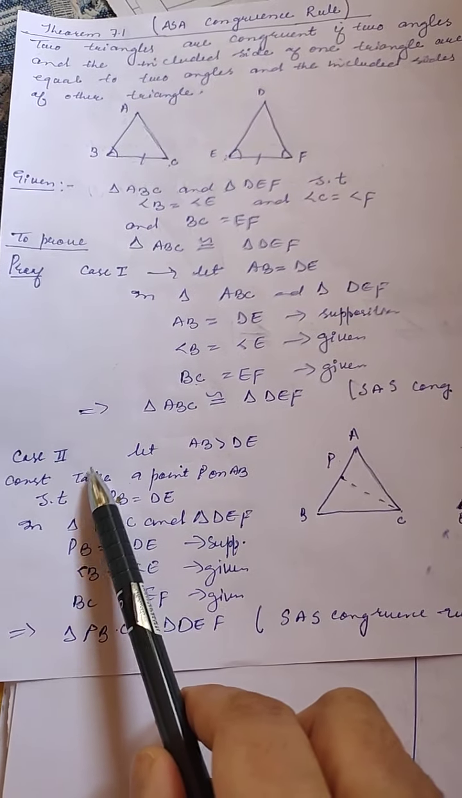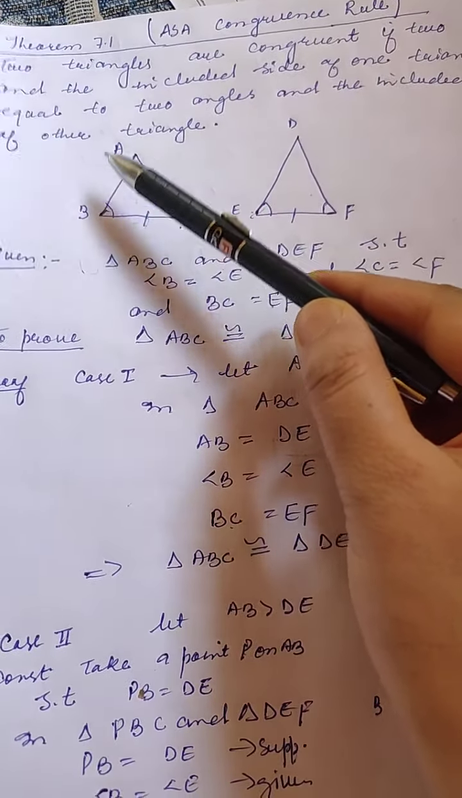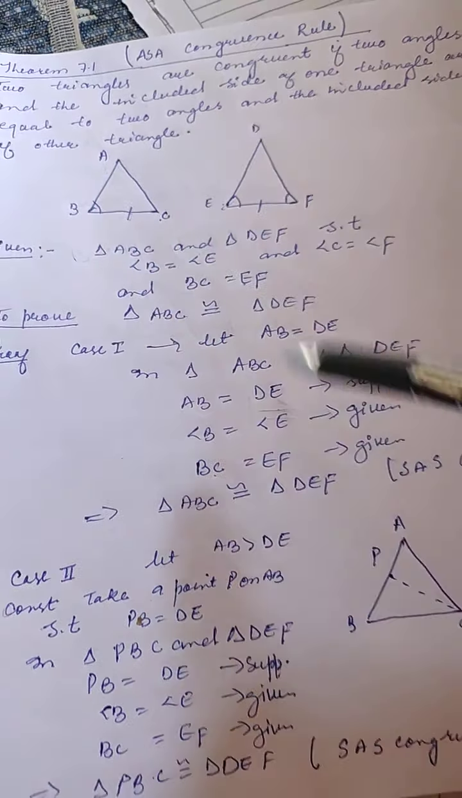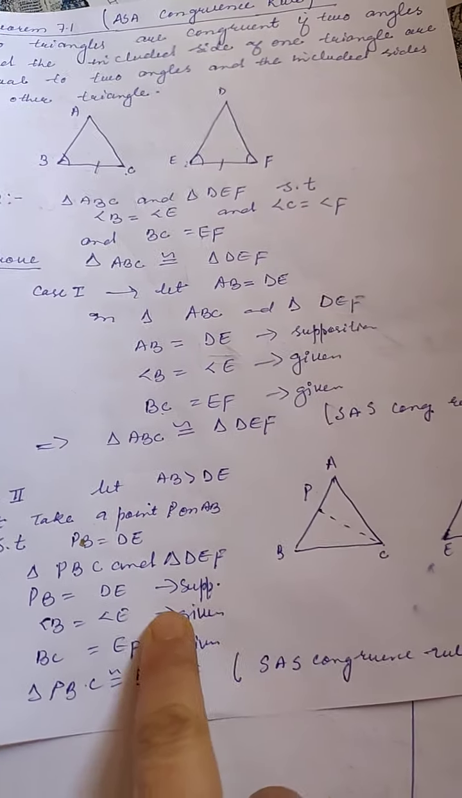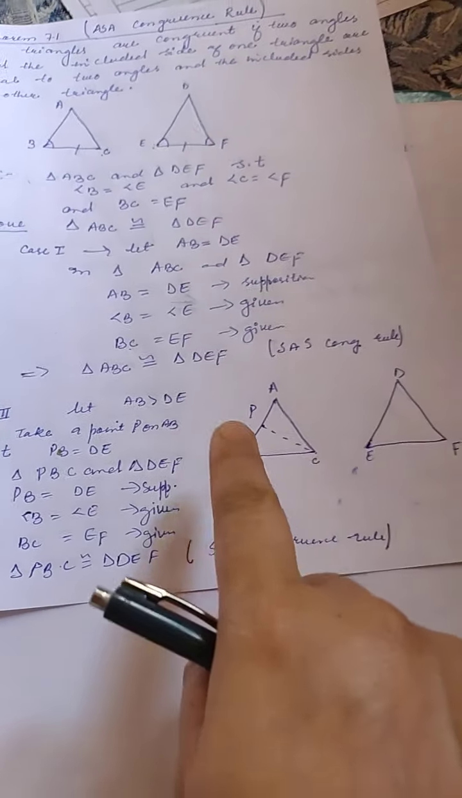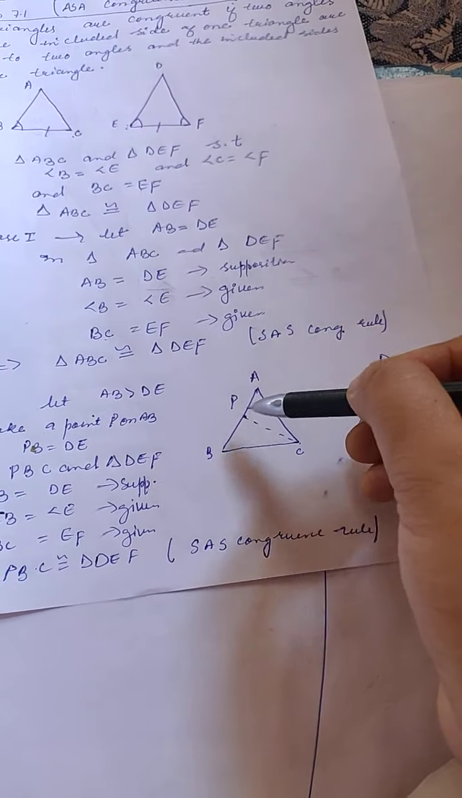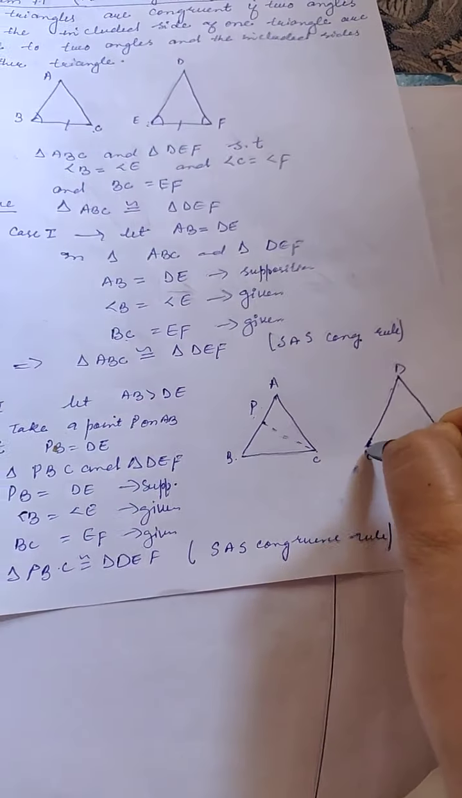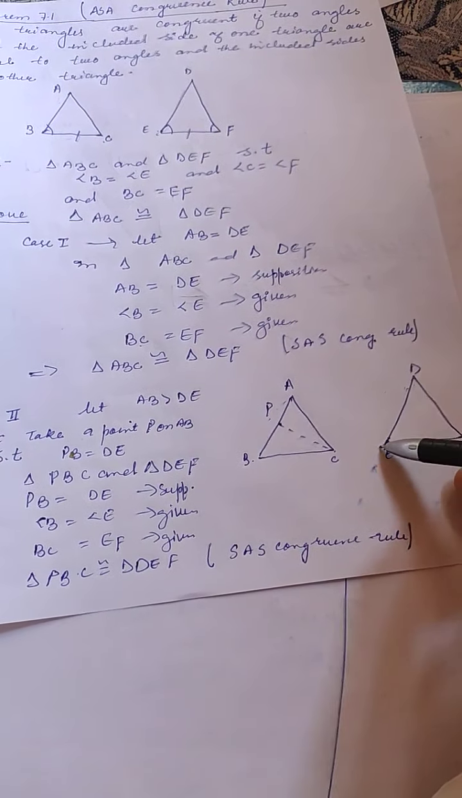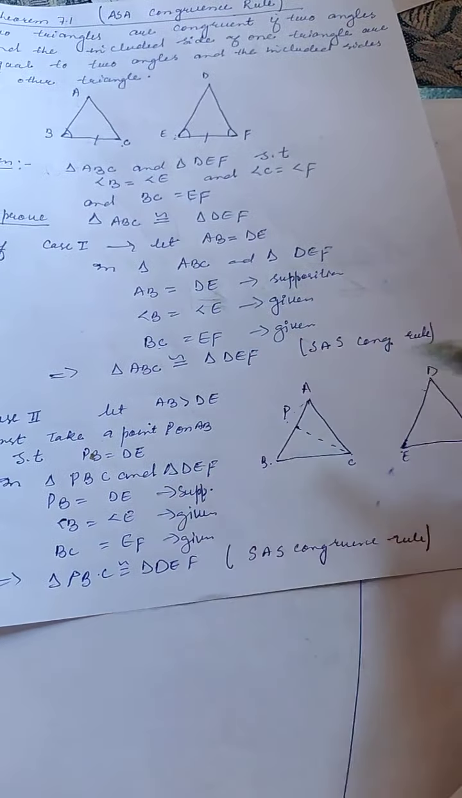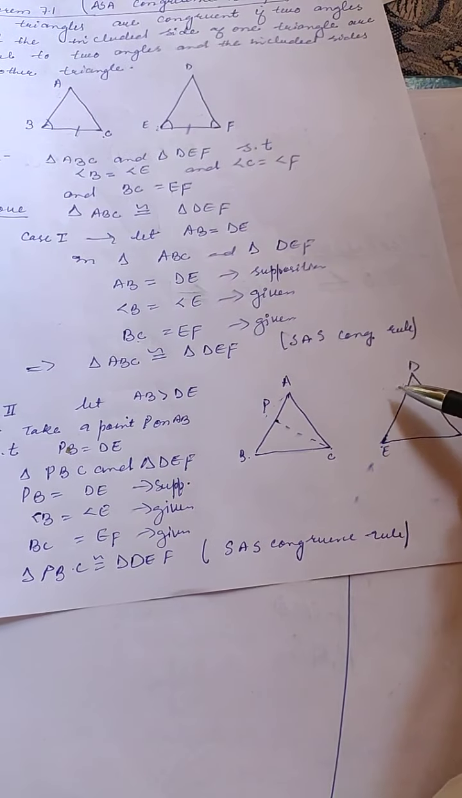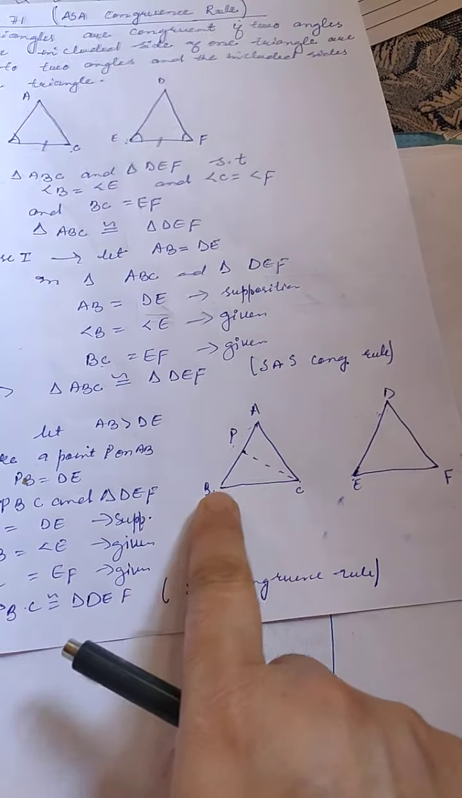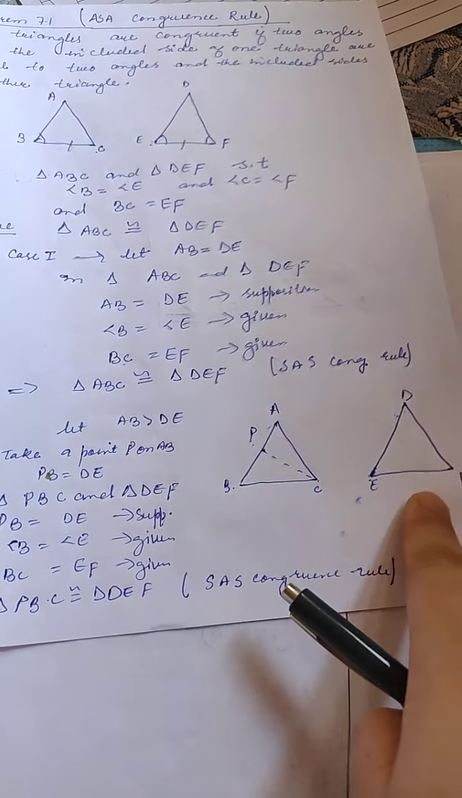Now case number two is if AB is greater than DE. This is the second case. So we have to do the construction. We have to take the point P on AB such that PB is equivalent to DE. If AB is greater than DE, then we have to take the point P such that BP is equivalent to DE. Then again we have to prove the congruency of triangles PBC and DEF.